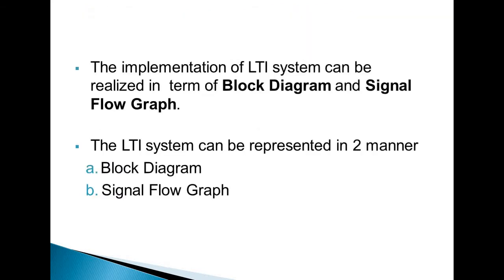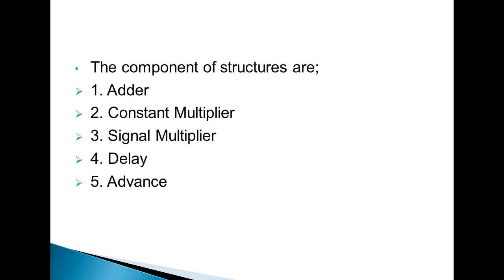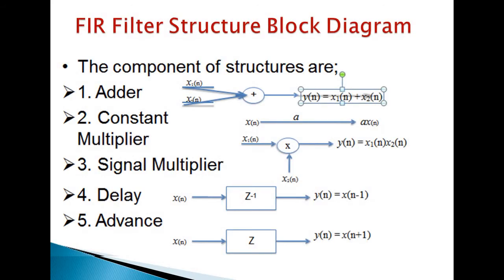The implementation of an LTI system, a linear time invariant system, can be realized in terms of a block diagram and a signal flow graph. So it can be represented in two manners: one is the block diagram and the other is the signal flow graph. The components of the structures are the adder, constant multiplier, signal multiplier, delay and advance. These are the components used in the structures.